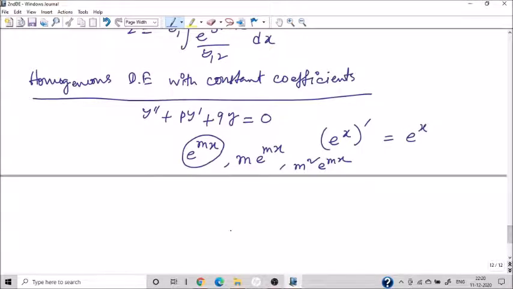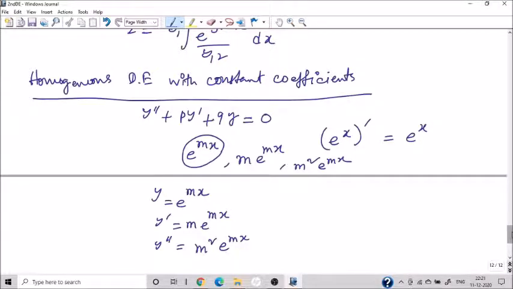So let us consider y equal to e to the power mx to be a possible solution of this differential equation. Then from this we can calculate y dash equal to m into e to the power mx, and y double dash equal to m square into e to the power mx.